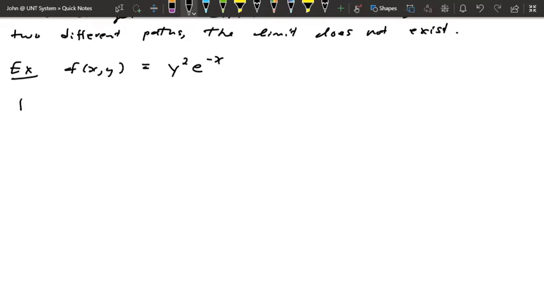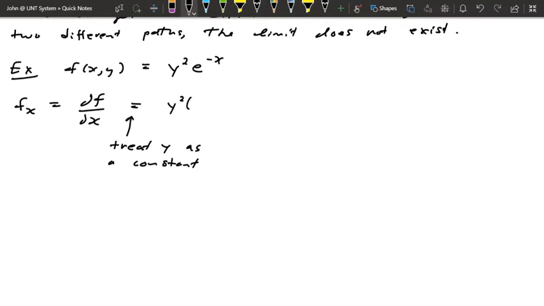So when you calculate the partial derivative of f with respect to x, which can be written in either of these two ways, fx or del f del x, what you do is you treat the other variable, in this case y, as a constant. You just pretend it's a constant. So therefore y squared would be a constant, and we're just taking the derivative of e to the minus x, which is minus e to the minus x, or minus y squared e to the minus x.